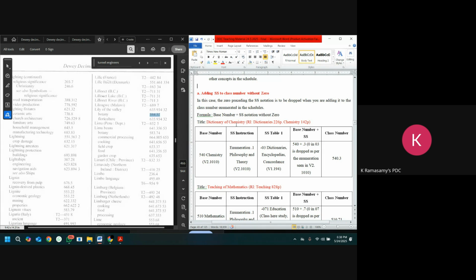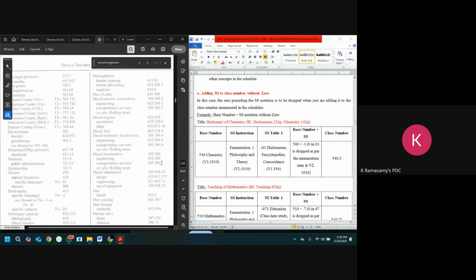I don't know what is the number for dictionary, what is the number of chemistry. So I go to the relative index. I search for the term dictionaries. Okay, it is entered as dictionaries, not dictionary. What is the number? Dictionaries in specific subjects, T1, table 1, 03. If you want a number for any specific subject, dictionary of chemistry, dictionary of physics, dictionary of mathematics, dictionary of artificial intelligence, any subject dictionary, you should find it on table 1 03.